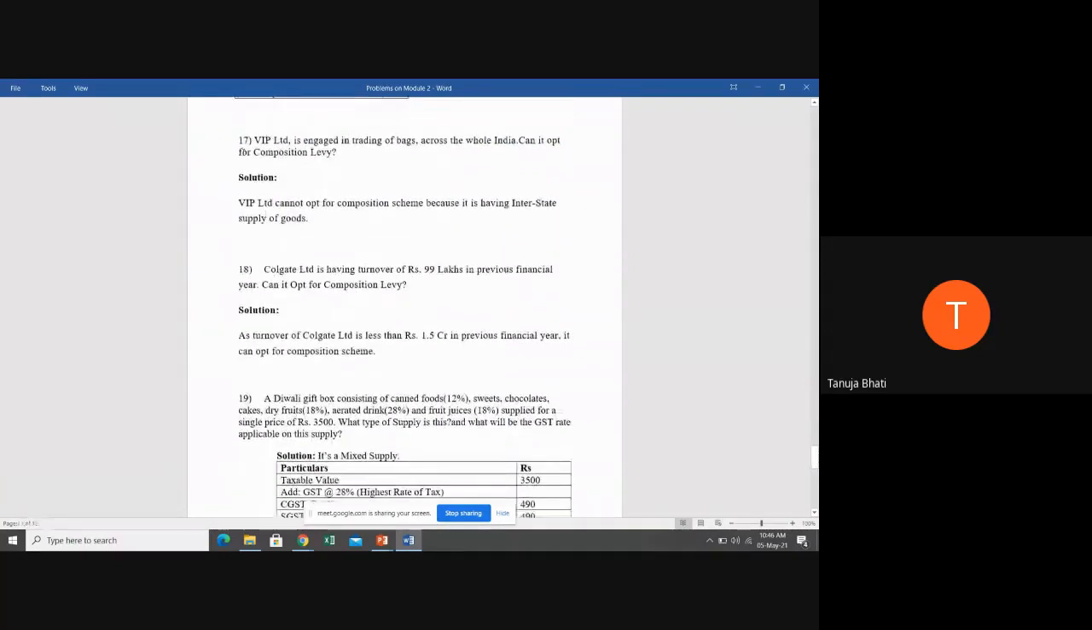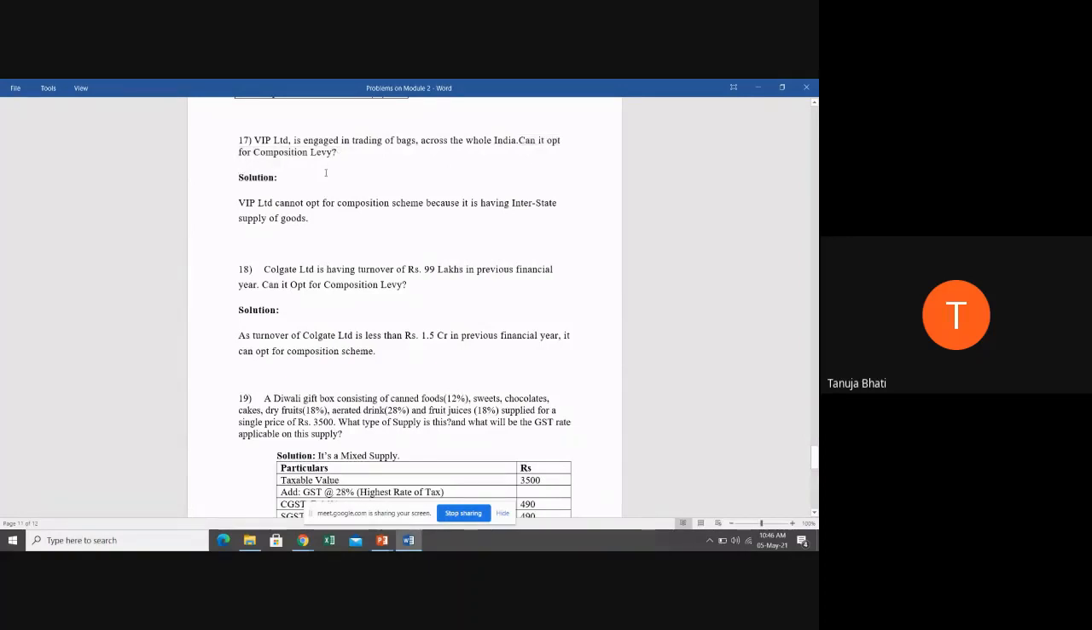Okay, let's see problem number 17. VIP Limited is engaged in trading of bags across whole of India. So when I say across whole of India, suppose VIP Limited is in the city of Belgaum, and across whole of India means in all other states also, so interstate. So can it opt for composition levy, students?